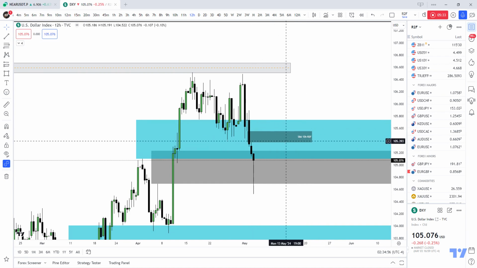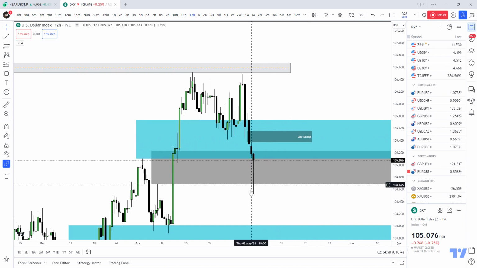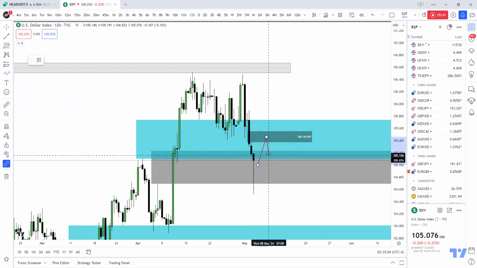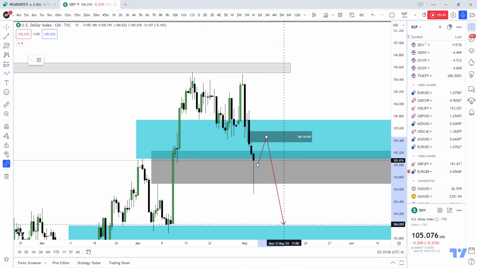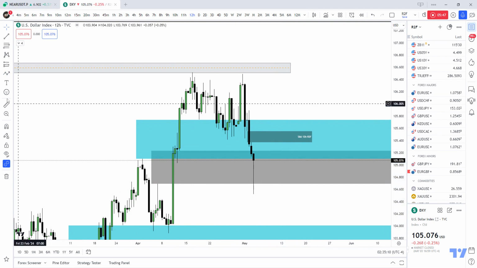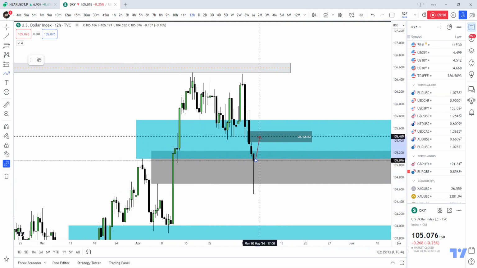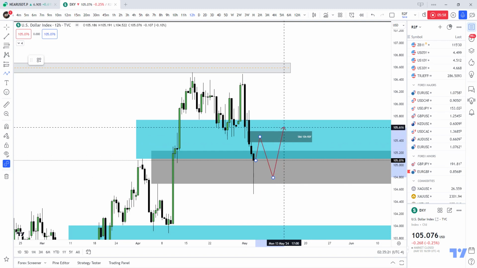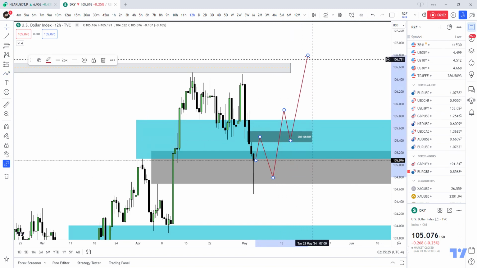Okay, so I want to see how price reacts once it gets into this area. Is it going to come in here and then expand lower? Or is it going to possibly come into here and come back to this consequent encroachment of this wick, somewhere around there, and then start expanding higher and then higher again, right?